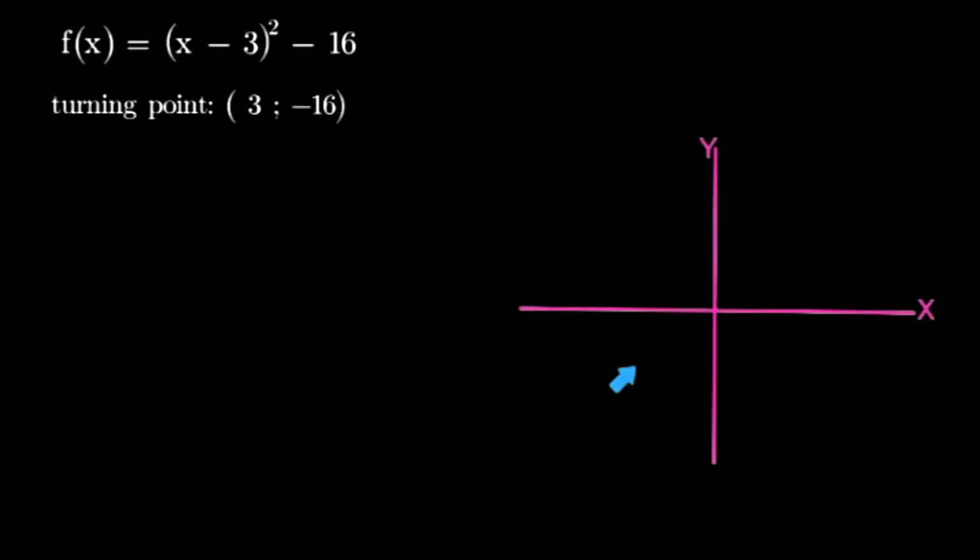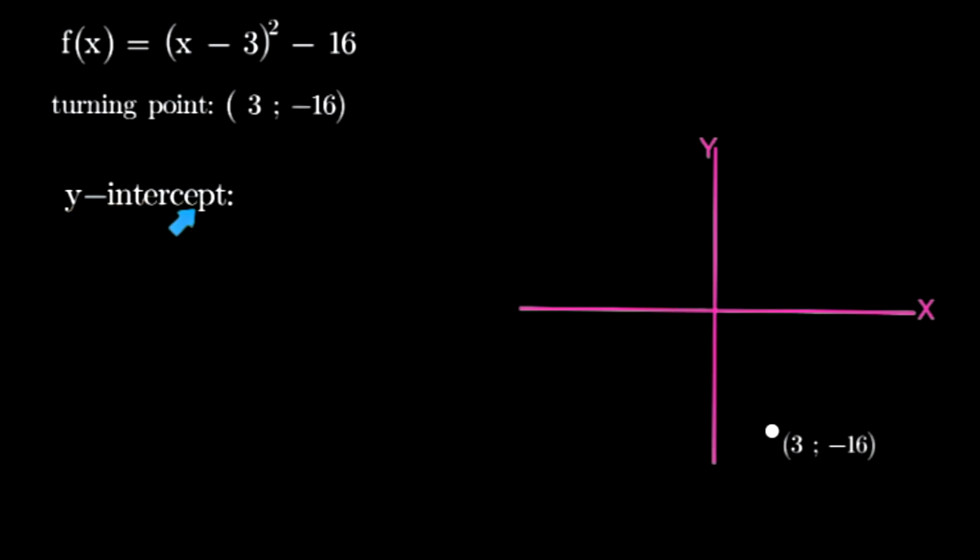So we go to our Cartesian plane. It's a positive 3, so it's 3 to the right, and a negative 16, so it's 16 down, and we can put our dot there, and we can put in the coordinates as 3 and minus 16. Now the next step is to find the y-intercept.